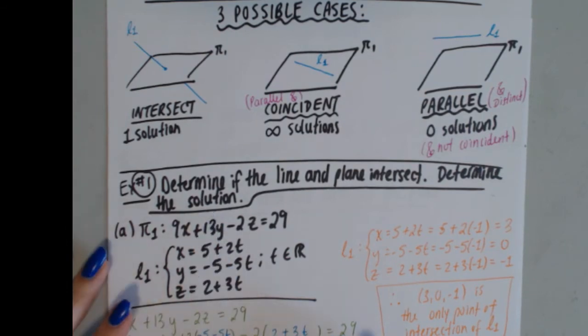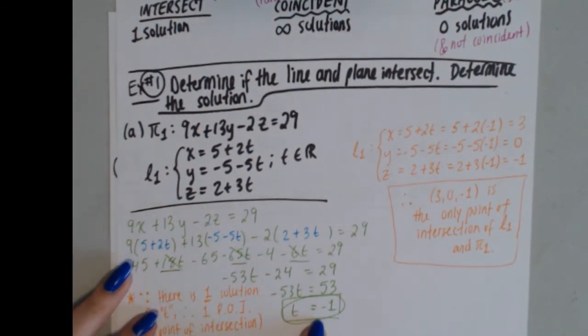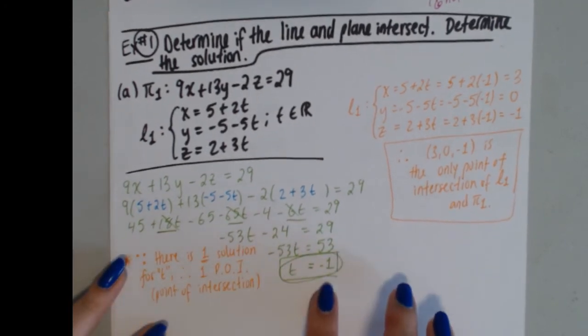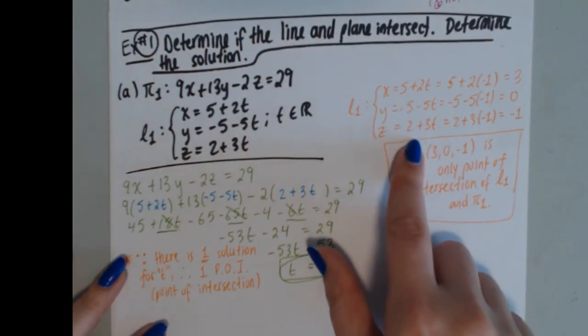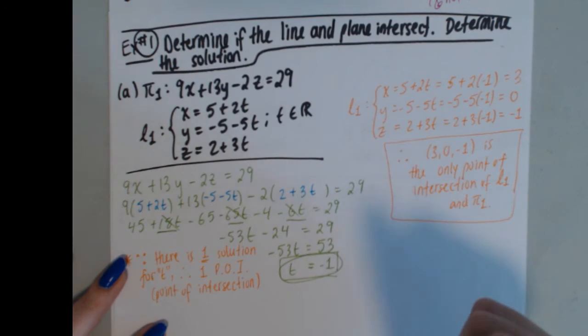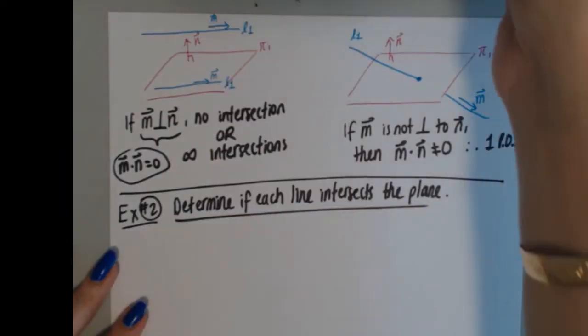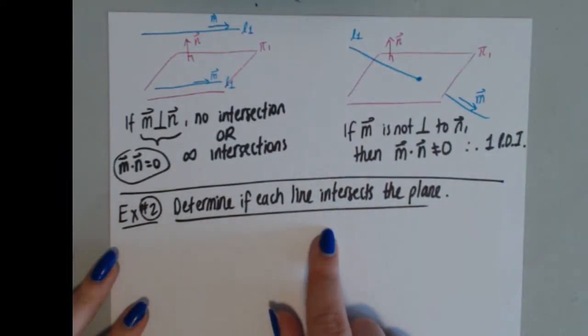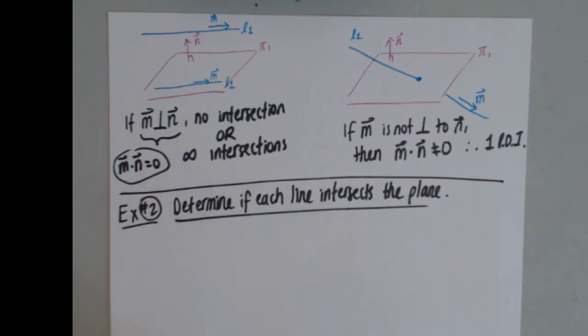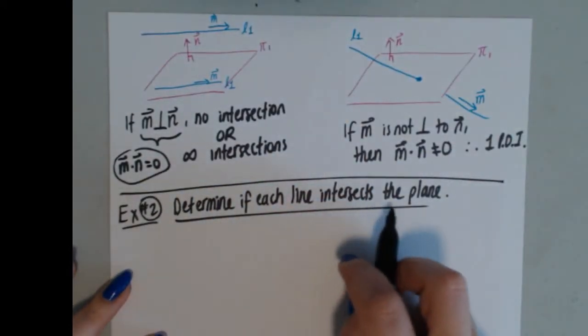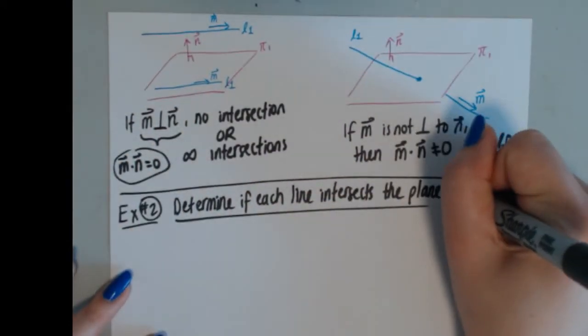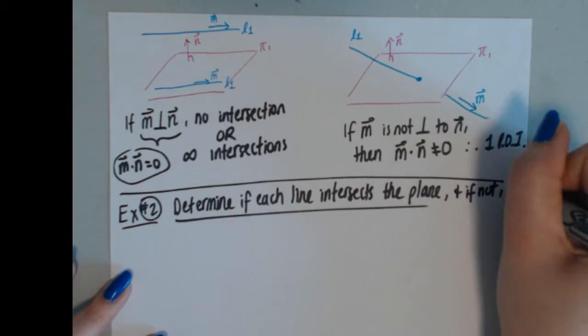When you need to determine the solution, that's when it's important to actually find the t-value, right? And then using that t-value, plug it back into the x, y, and z of the line, and you can figure out what the actual point of intersection is, if there is a point of intersection. In this example, we don't have to find the actual solution. We just have to determine if they intersect. And while we're at it, we'll also determine how. So determine if each line intersects the plane, and if not, how.